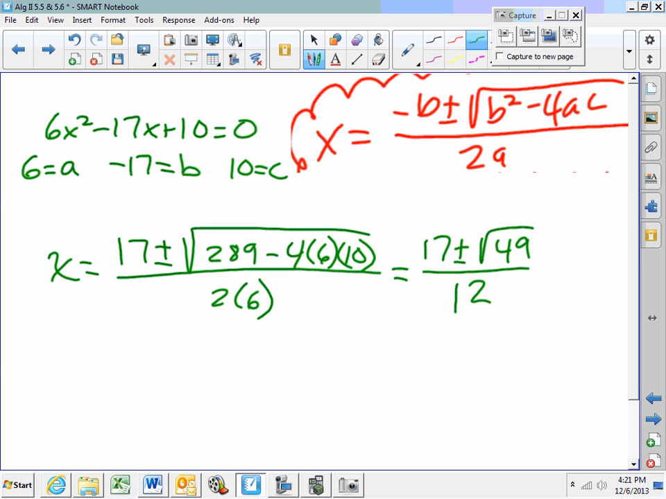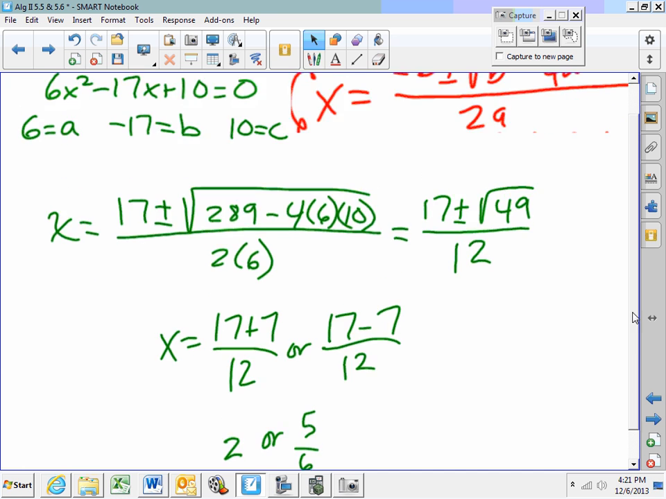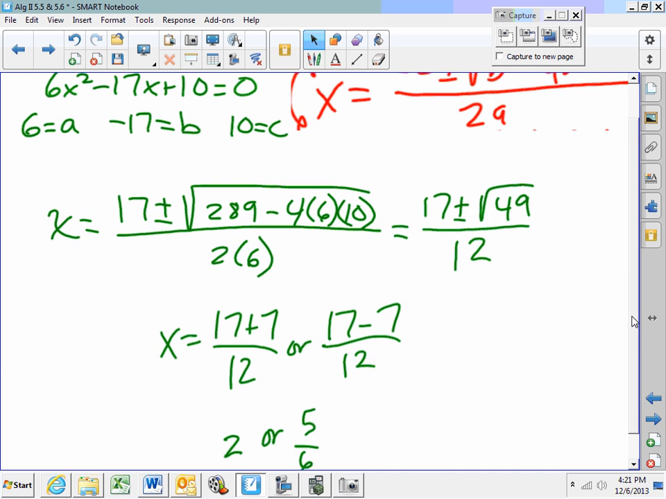Now the square root of 49 is 7. So that tells us that x is equal to 17 plus 7 over 12, or 17 minus 7 over 12. Now 17 plus 7 is 24, and 24 divided by 12 is 2. And 17 minus 7 is 10, and 10 divided by 12 is 10 twelfths, or 5/6. And so we're using the quadratic formula to solve the equation 6x squared minus 17x plus 10 equals 0. And that's the way that one goes.